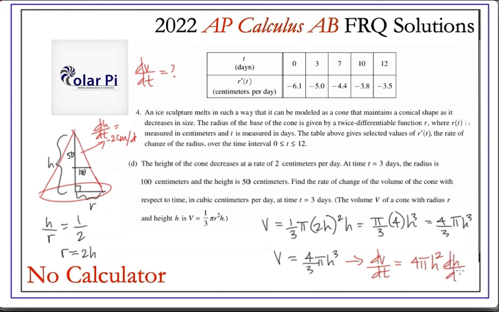Now, to finish, you have to replace dh dt with what you're given, which was -2 centimeters, negative because it's going down, right? And then h squared: they told us that at this time, 3 days, h is 50. So you do that, do the number crunching, and I'm done. Okay, cool, let's keep it moving, problem 5 to come.